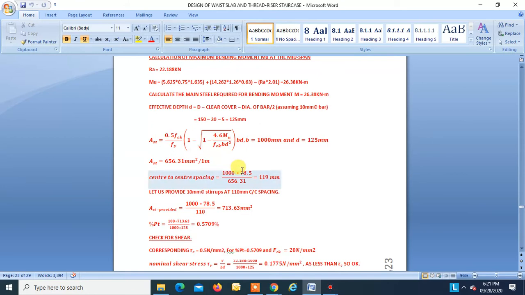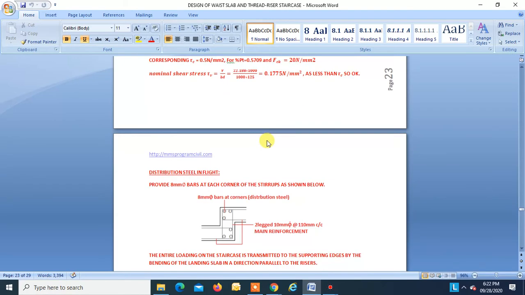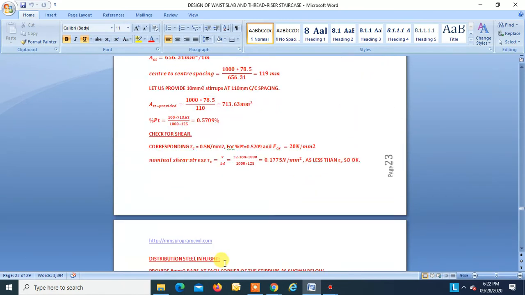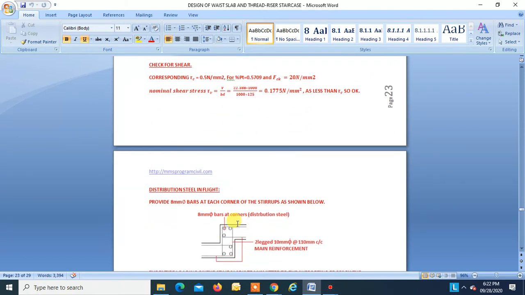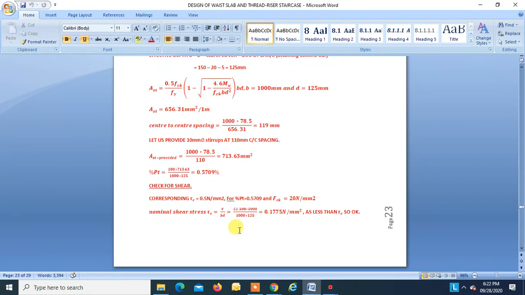Okay. Now this is the tread riser slab. So the stirrups will be, these are the stirrups. These stirrups will be the main stirrup. So these stirrups we are taking of 10 diameter, right? Okay. So the spacing required comes out to be 119. Let's provide 10 dia stirrups at 110 mm center to center spacing.